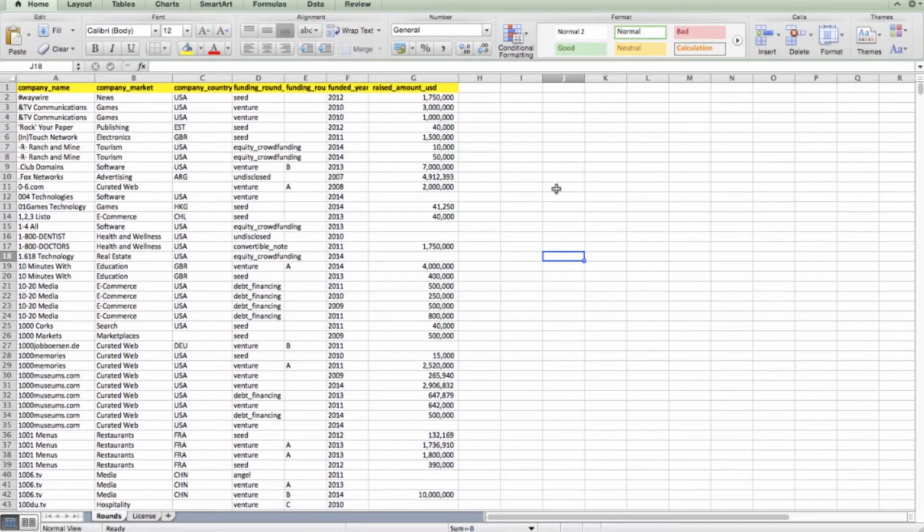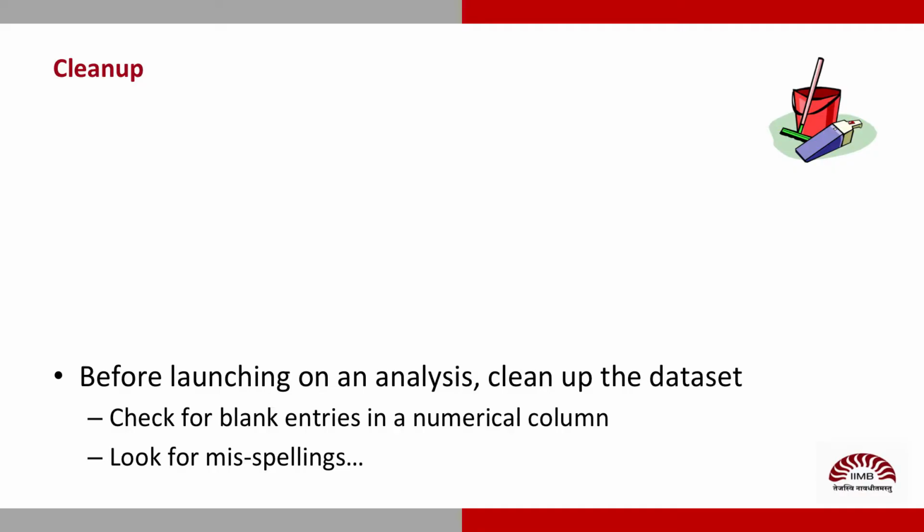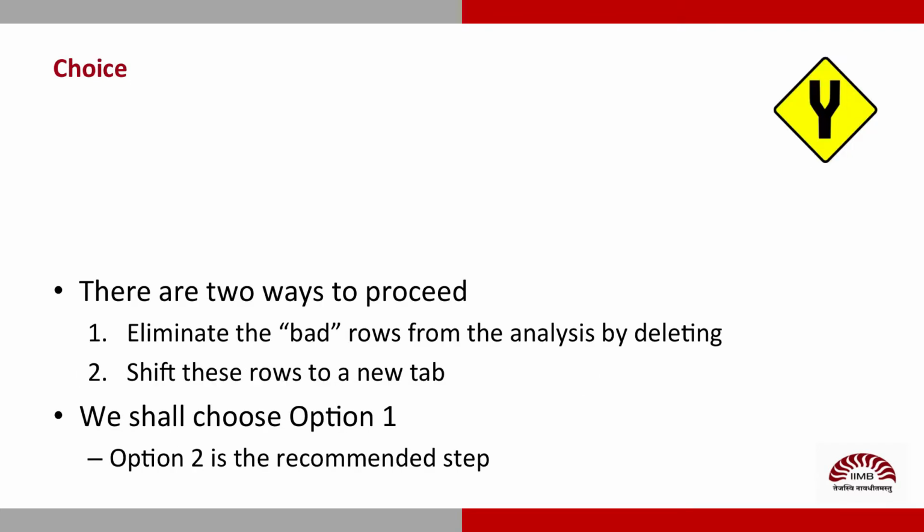Now on this spreadsheet, let's look at the raised amount column. That's the most important column, right? As you can notice, there are several blanks on this column. This is the beginning of our cleanup operation. So let's figure out how many of these funding amounts are blank.